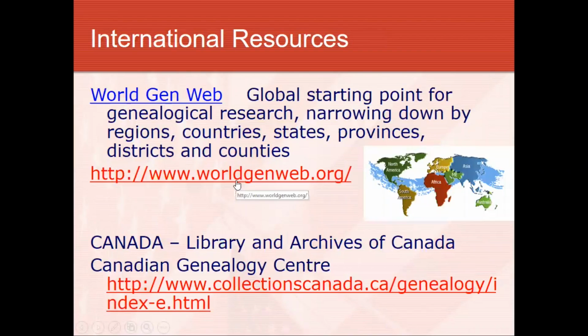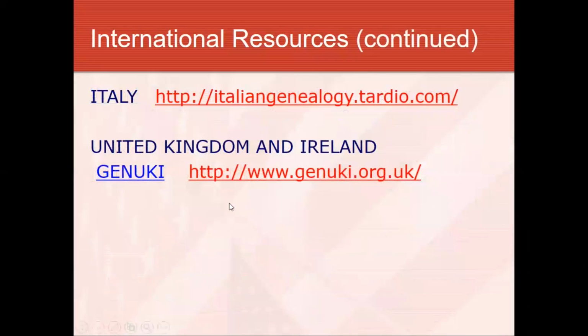There's a World Gen Web, so that helps too. There are links to archives of different countries, like the Canadian one where I mentioned I found information. Italy, United Kingdom. United Kingdom has Genealogy, which sounds Japanese to me, but it stands for Genealogy in the United Kingdom and Ireland. And it has a lot of good links on it.